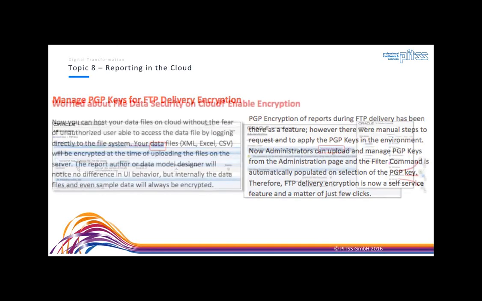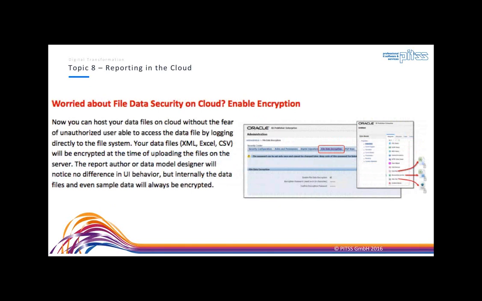That is not only PGP for FTP server, it's also about file data security. If you're creating files like Excel files, XML files, and so on with the BI Publisher on the cloud, you can make them secure and encrypt the data inside these documents.